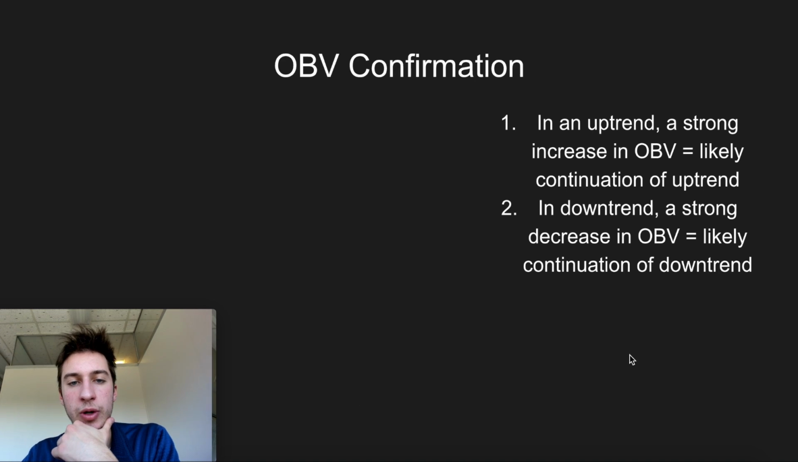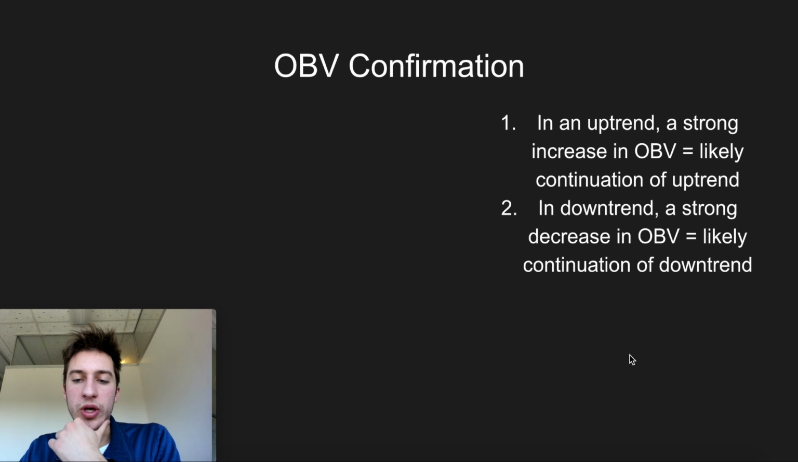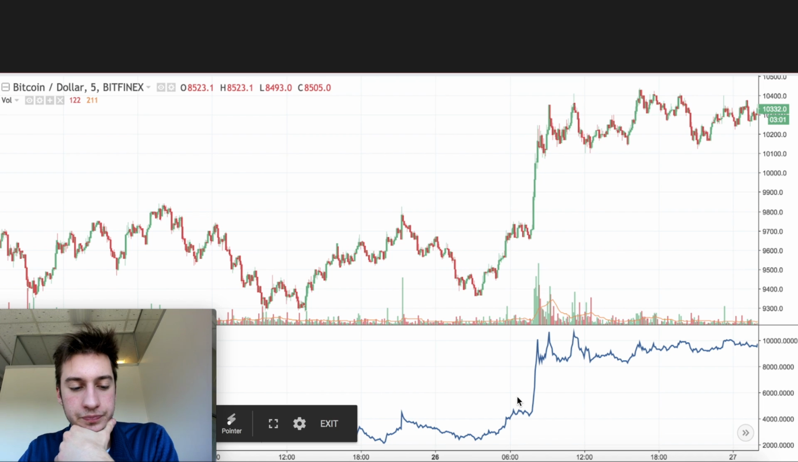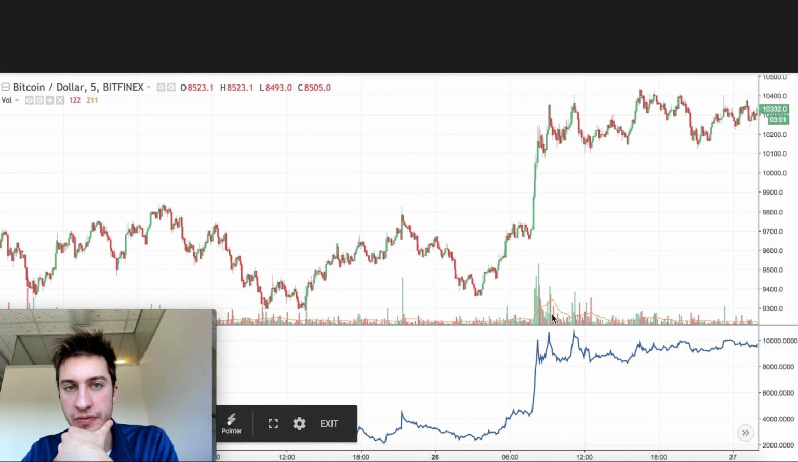So I also want to talk about OBV confirmation. This is just the opposite of divergence. In an uptrend, what you want to see with OBV is a very strong, steady increase in on-balance volume, and in a downtrend, you just want to see the opposite. So not exactly steady here, but price breaks above consolidation, right here, boom, boom, boom, and we see a great increase in OBV. This is confirming the new uptrend right here.